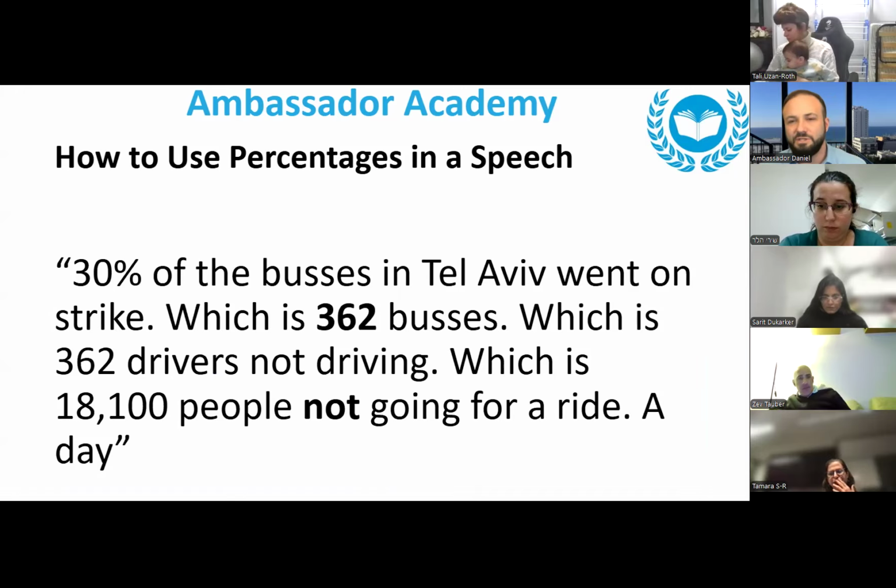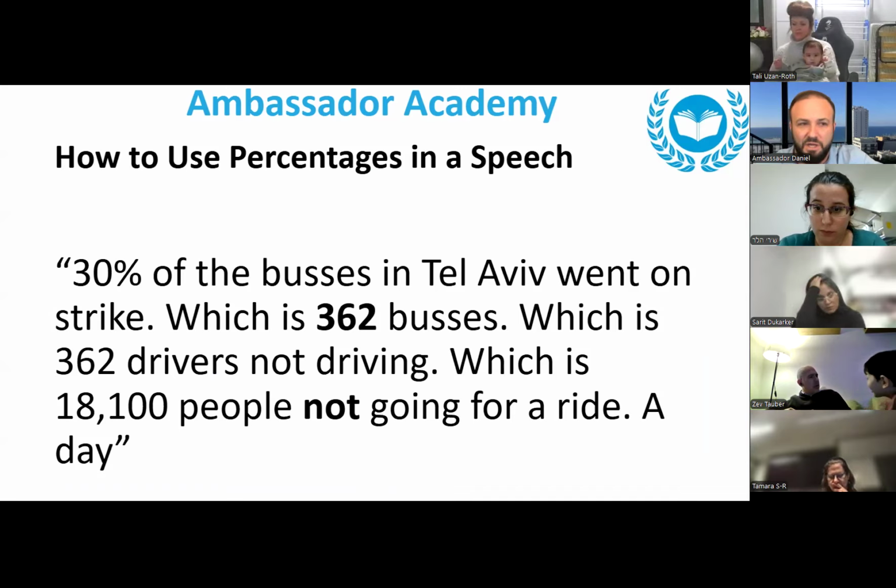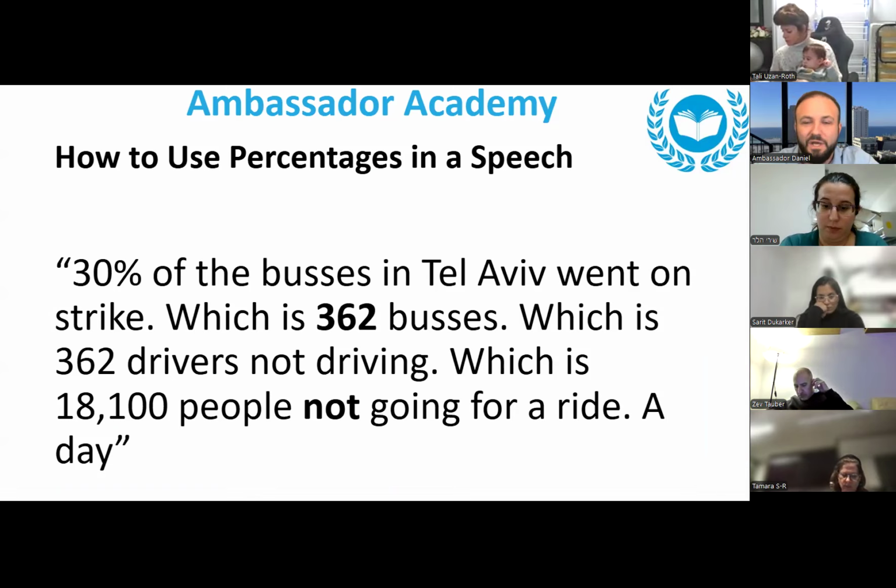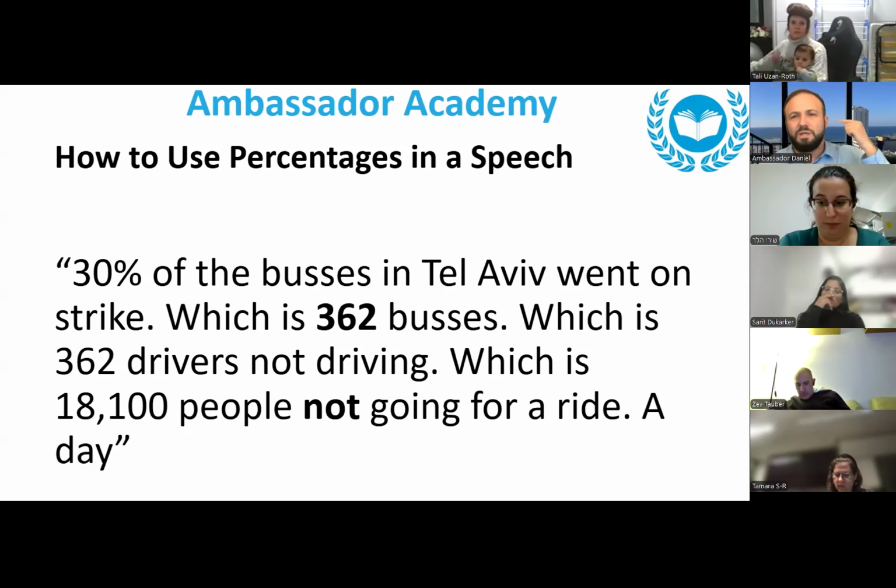Now, this is why 30% can be effective, but only to say 30%, then explain it and let it build in people's minds. But if I also say 362 buses don't drive per day, which is 18,100 people not driving a day, we understand that. We know the size of our school is what, 300, 500, 1,000? That's the entire school times 18 not going for a ride. And more than that, we can just say, thanks to the bus strike, 18,100 people are not going for a ride every day. So do we need the rest? I leave that to your judgment call.